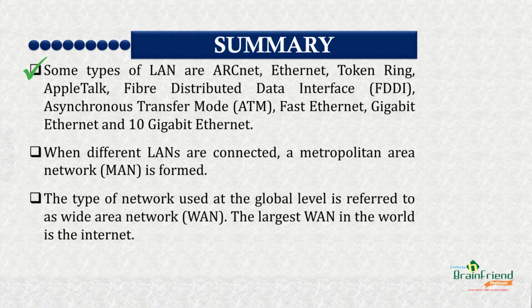We also learned that when different LANs are connected, a metropolitan area network is formed. And finally, we learned that the type of network used at the global level is referred to as a wide area network, WAN, and the largest one in the world is the internet. At this point, let's try out some exercises.